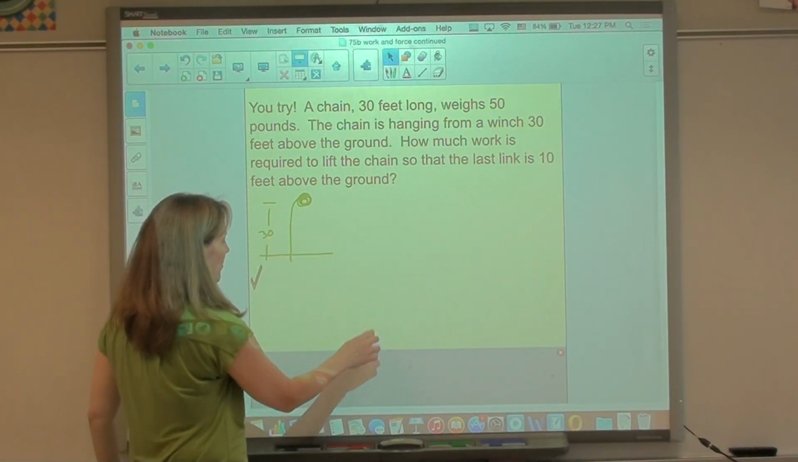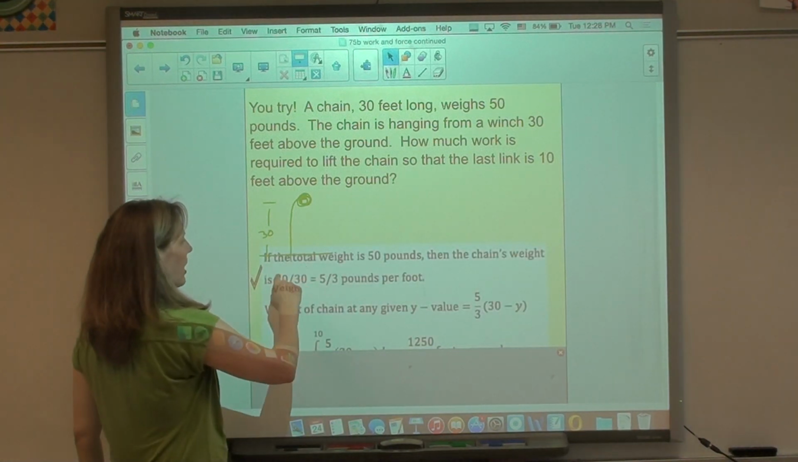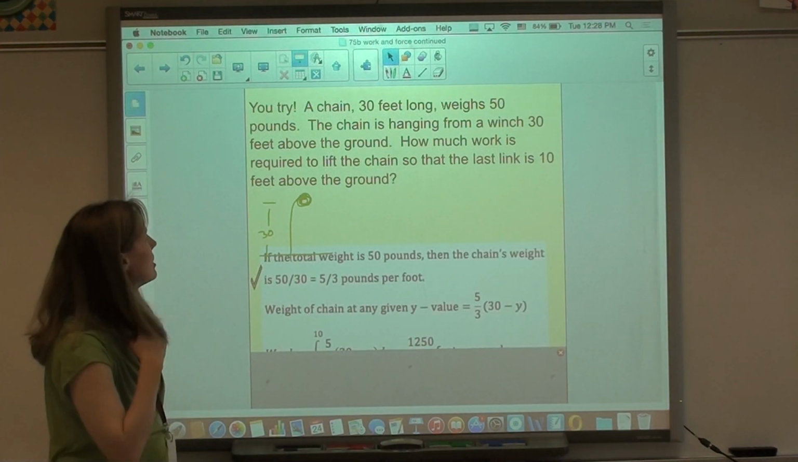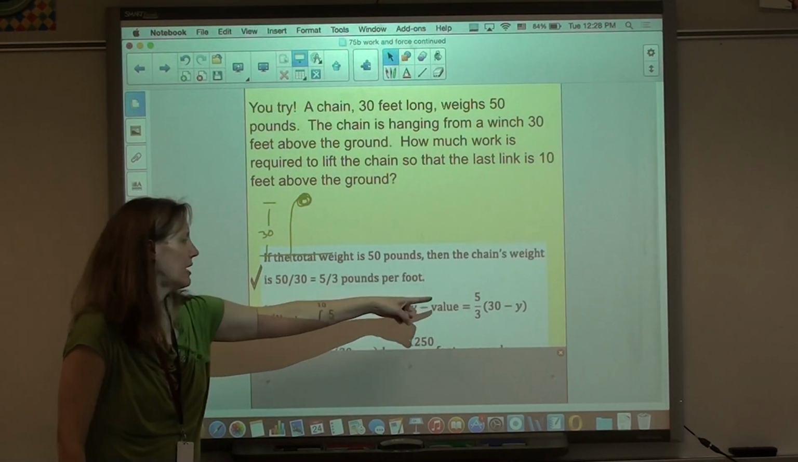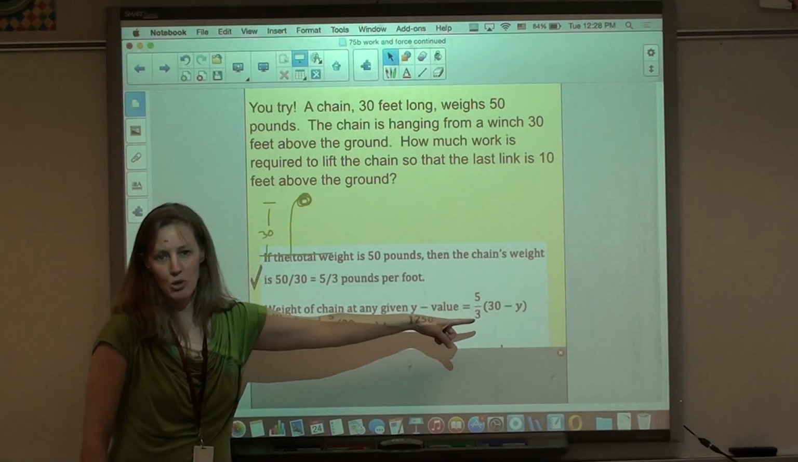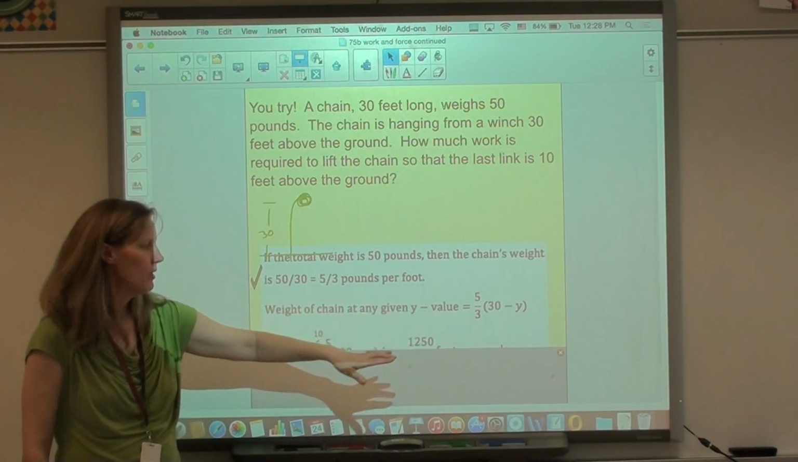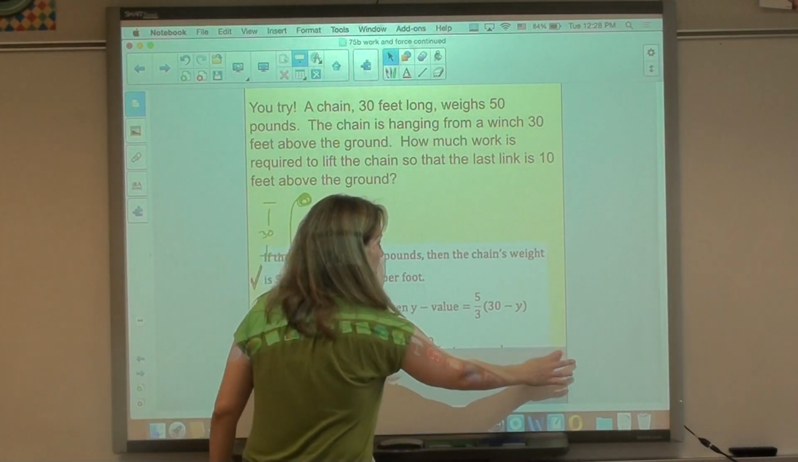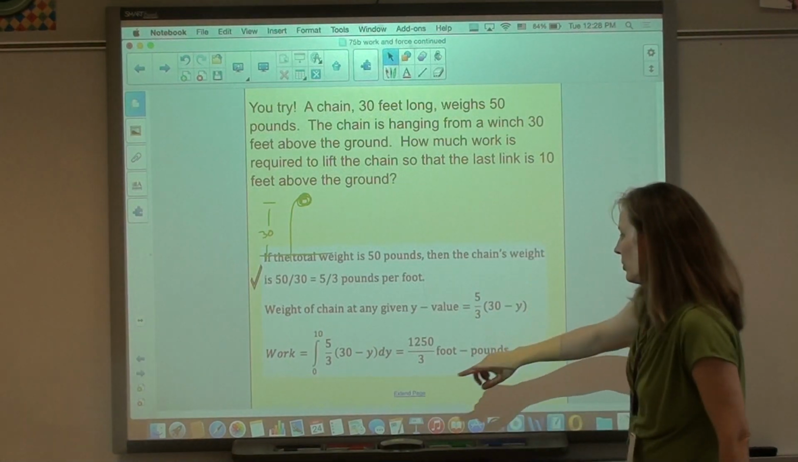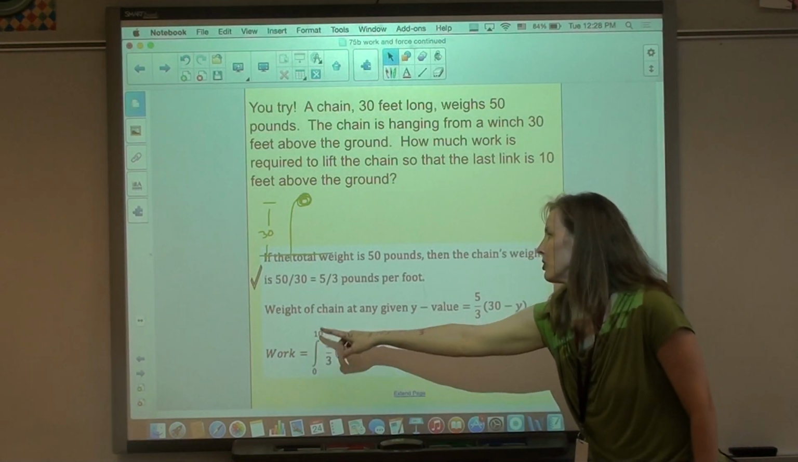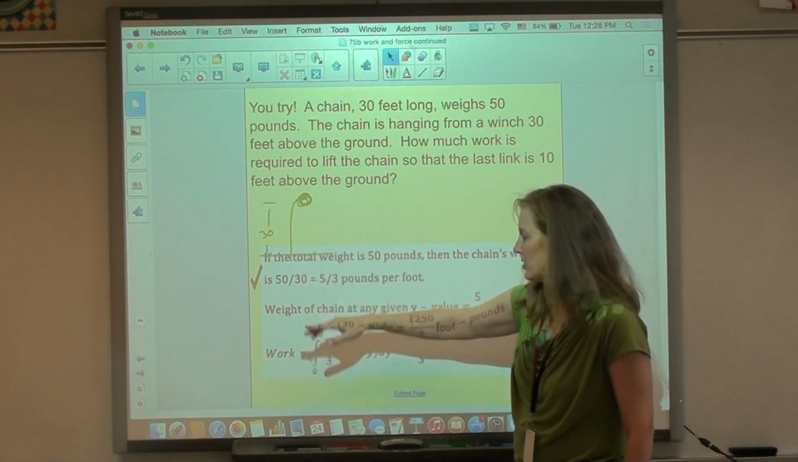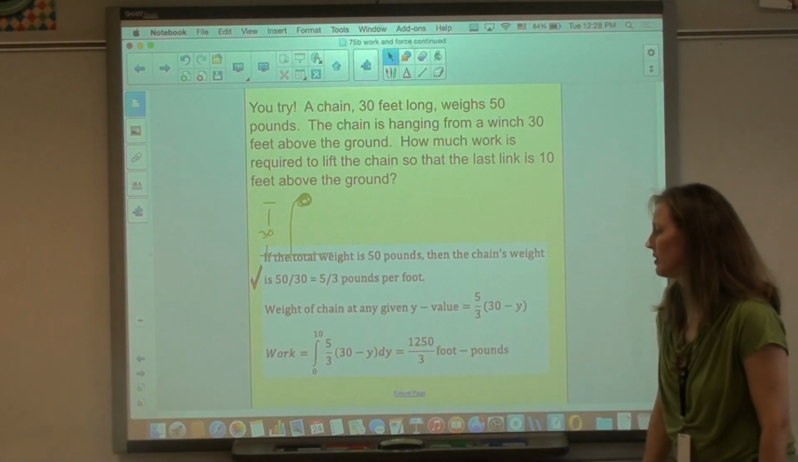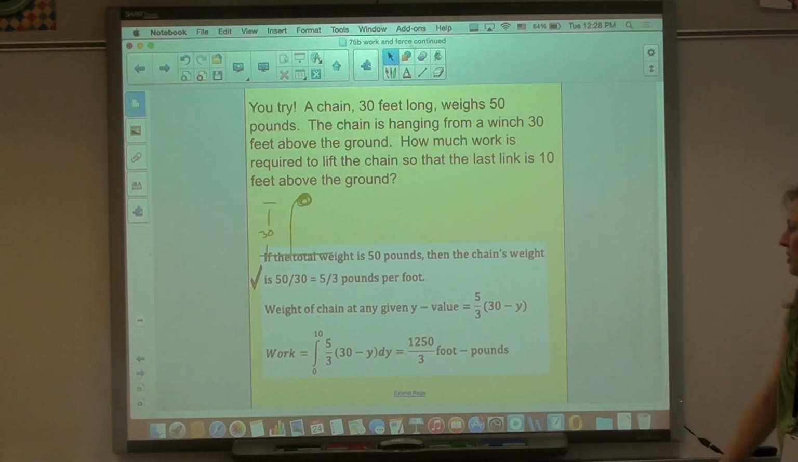So the total weight is 50 pounds, so the chain's weight is 5/3 pounds per foot. The weight of the chain at any given y value is 5/3 times 30 minus y. So our work would be the integral from 0 to 10, because we're only going from y equals 0 to y equals 10. So the integral from 0 to 10 of the weight of the chain, and you end up with 12/53 foot-pounds.